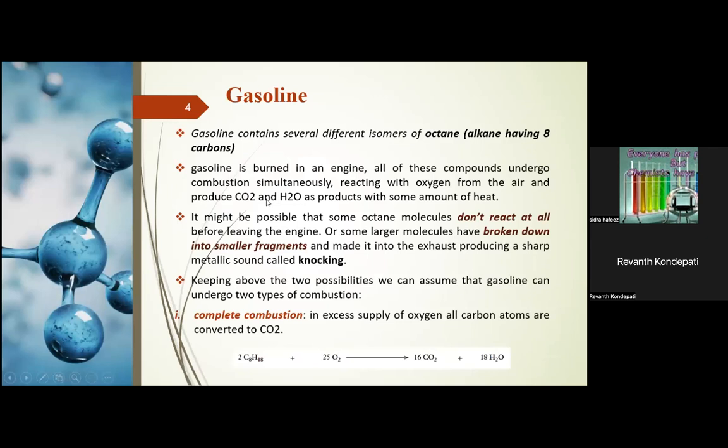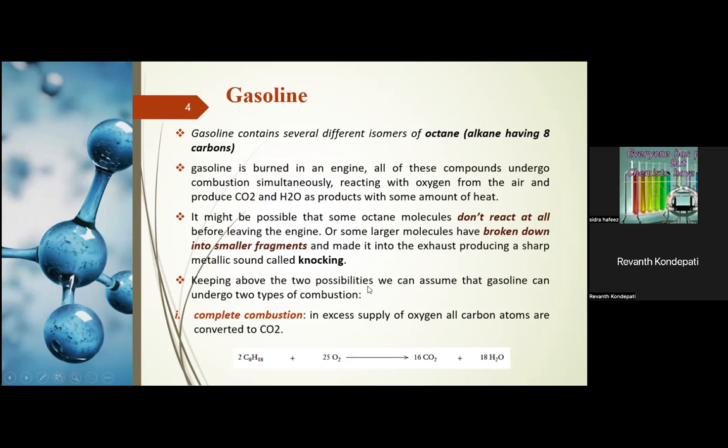Now, let's come to the point, gasoline. Gasoline contains several different isomers of octane. Octane is an alkane having 8 carbon atoms. Gasoline is burned in an engine. All of these compounds undergo combustion simultaneously, reacting with oxygen from the air and producing carbon dioxide and water as products with some amount of heat. It might be possible that some octane molecules don't react at all before leaving the engine, or some larger molecules have broken down into smaller fragments and made it into the exhaust, producing a sharp metallic sound called knocking.